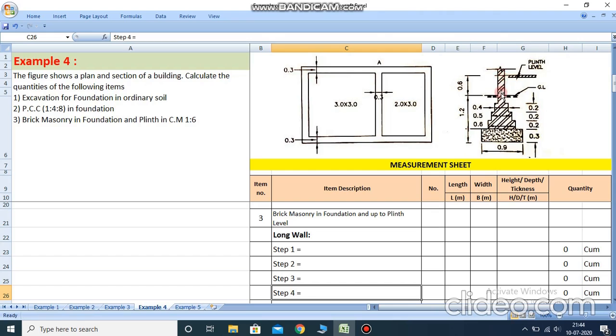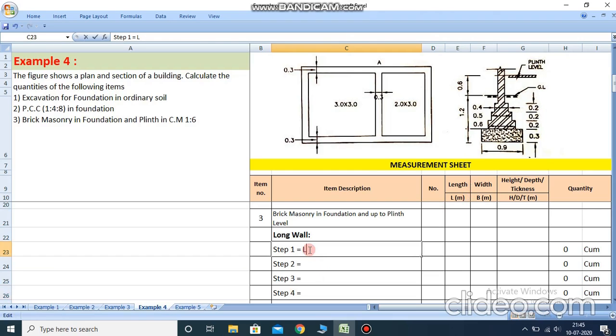The thickness is 0.3 and total height is 0.6 plus 1.2 minus 0.3 minus 0.2 minus 0.2 minus 0.2. So we got a value here of 0.3. So total 0.3 wall thickness, height is 0.6 plus 0.3. So this part we calculated as 0.3 value. So total is 0.9. So we start brick masonry for a foundation.